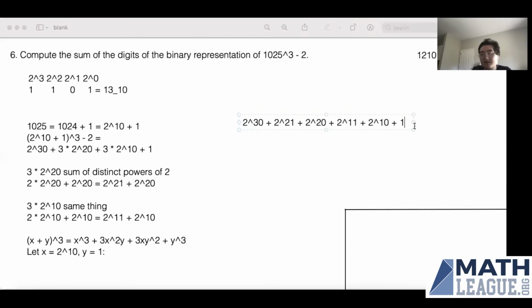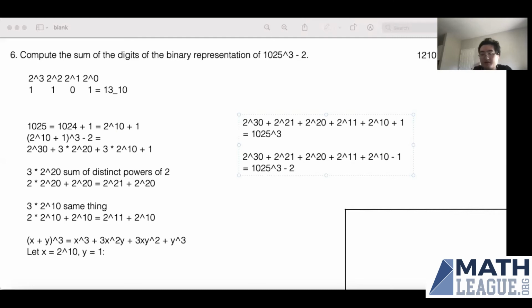It's asking for 1025 cubed minus 2. So for 1025 cubed, we keep all the powers of 2, all these just carry over, but then we have a minus 1 instead of a plus 1. So that's going to be our 1025 cubed minus 2. So what we effectively have to do now is a kind of reverse binary carryover.